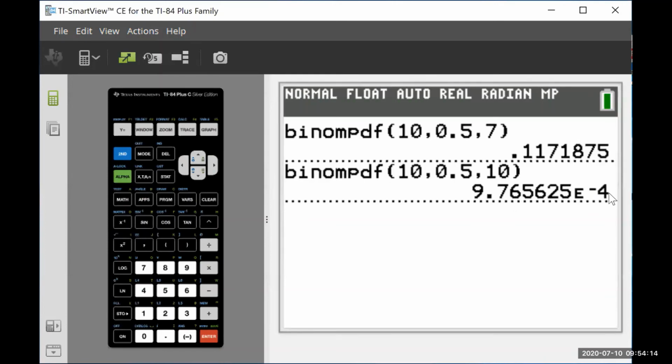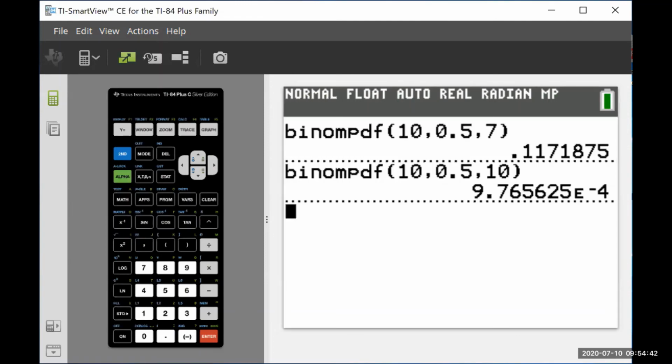Whenever you see e to the negative 4, meaning of that is 0. and 4 zeros, and then this number: 0.0009765625. That is the meaning. Whenever you see e to the negative 4, first you should write 0. and 4 zeros, and then write all these numbers.